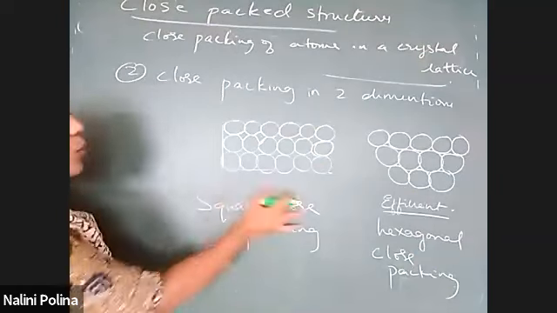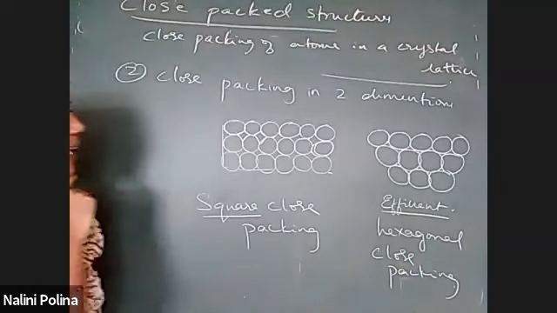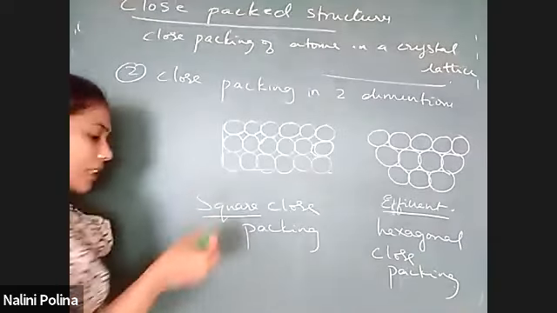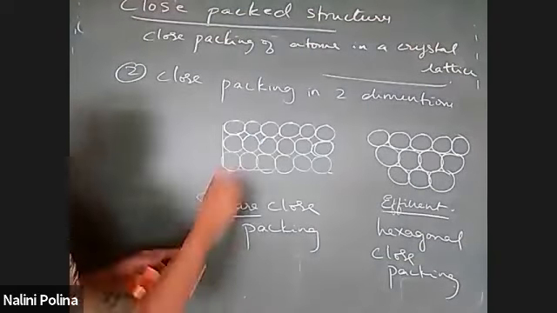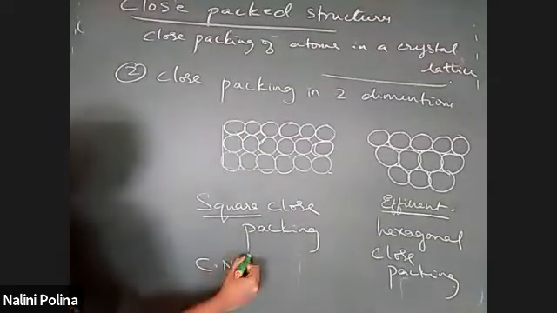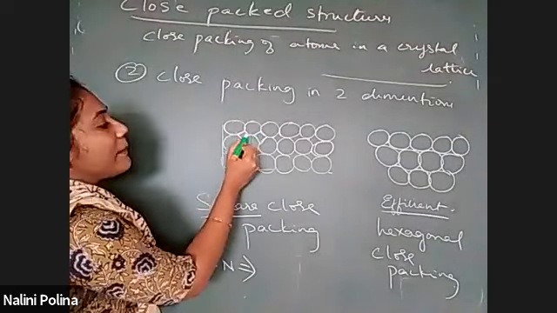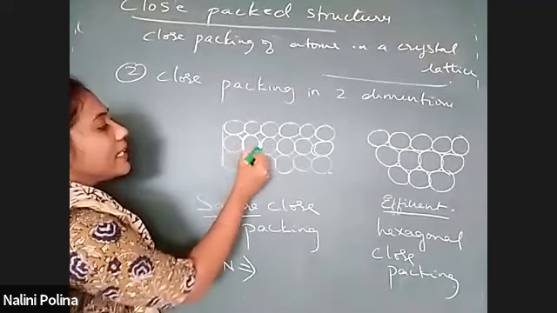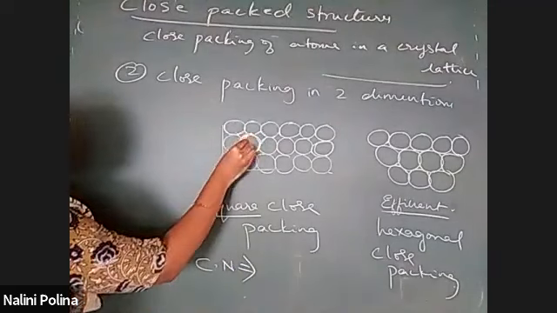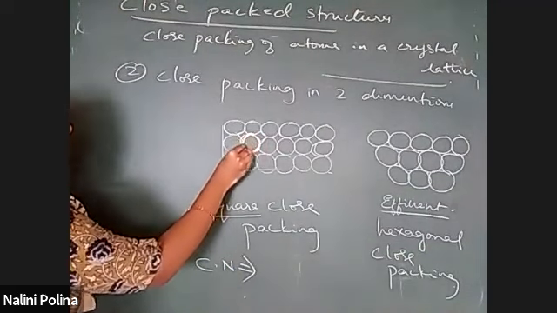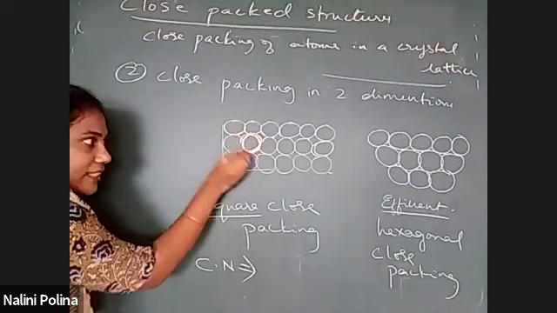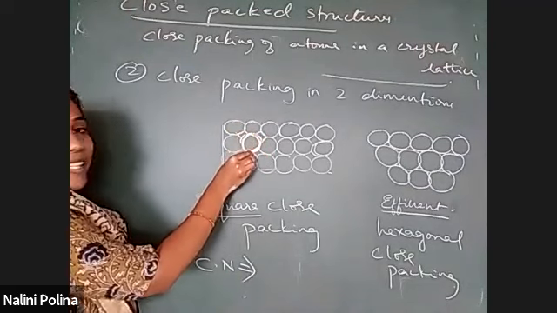Okay, so this is square close packing. Why do we call it a square close packing? Can you all tell me what is the coordination number in this arrangement? Consider any one particle which is there. Let me consider this. Now I will consider one atom. Can you tell me what is its coordination number? That means how many atoms are there in touch with this atom? How many atoms are touching this atom?